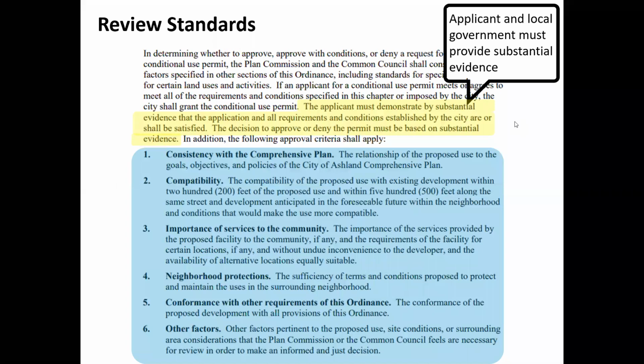So here, this community has added that the applicant must demonstrate by substantial evidence that the application and all requirements and conditions established by the city are or shall be satisfied. The decision to approve or deny the permit must be based on substantial evidence. Okay, so you can word this how you choose, but I've been seeing a lot of communities adding this language directly into their local ordinances.